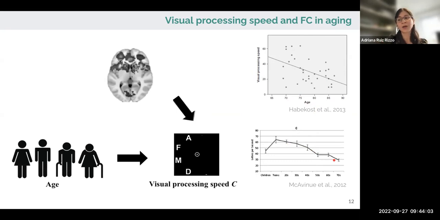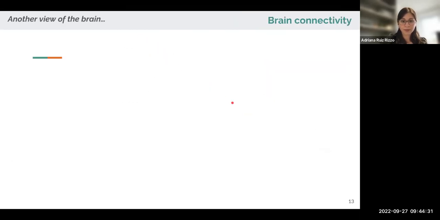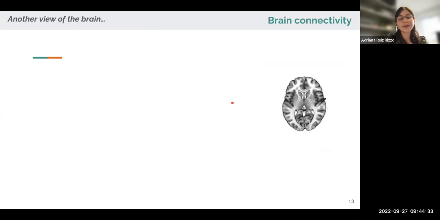And so that's why the question becomes interesting: what are the neural correlates of visual processing speed first, and whether these neural correlates can help us understand why there is this age-related decrease in visual processing speed. So this has been one of my main interests and one of my projects. So I have turned to study brain connectivity.